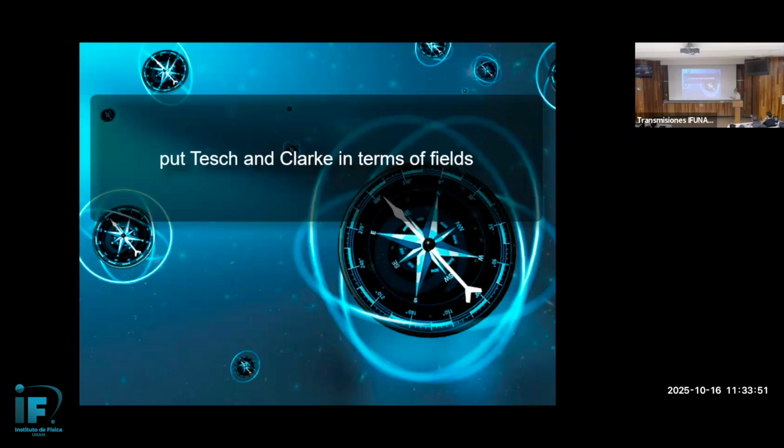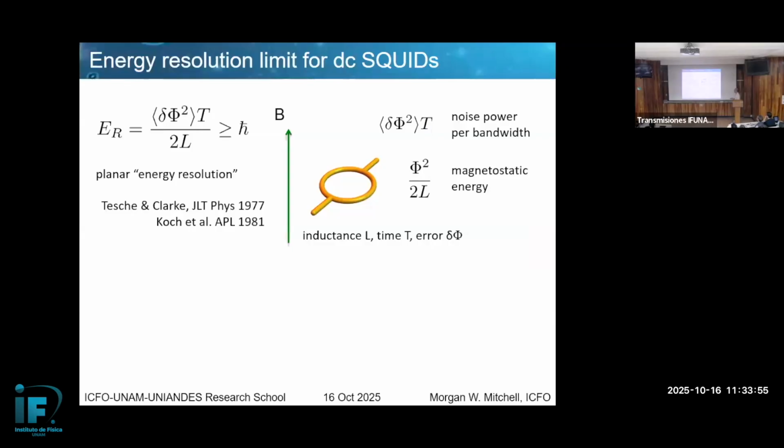Okay, so we'd like to understand better the Teschen-Clark limit. What they said was this: the uncertainty on the flux measurement times time divided by the inductance has to be at least h bar. And they called that energy resolution.